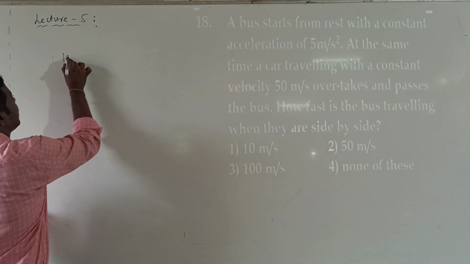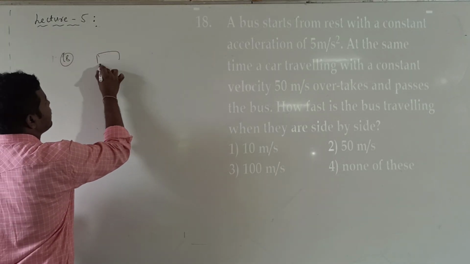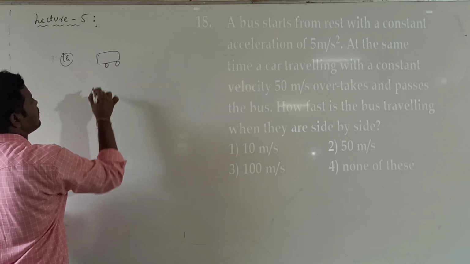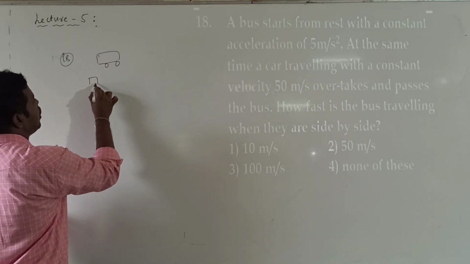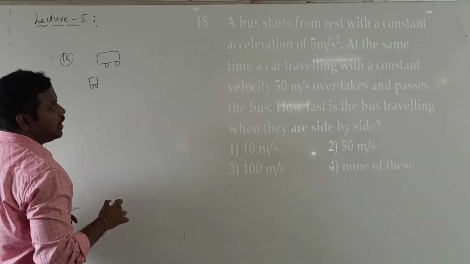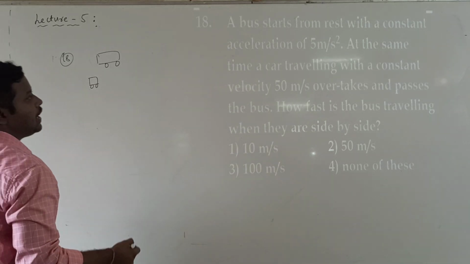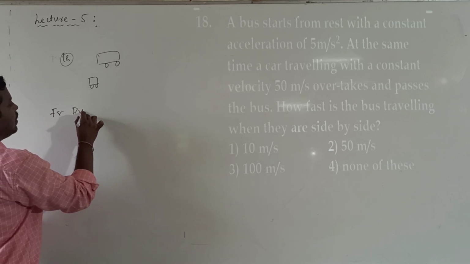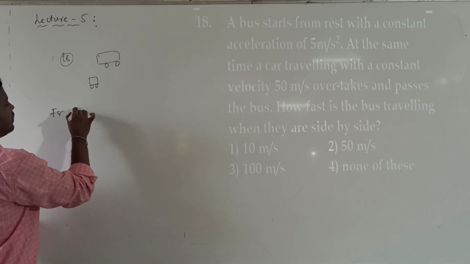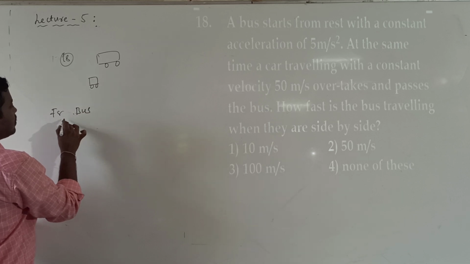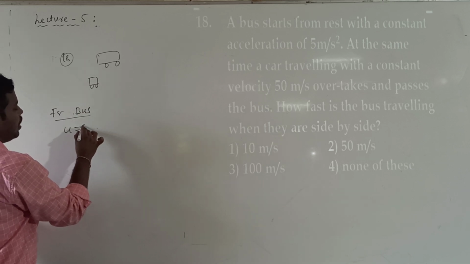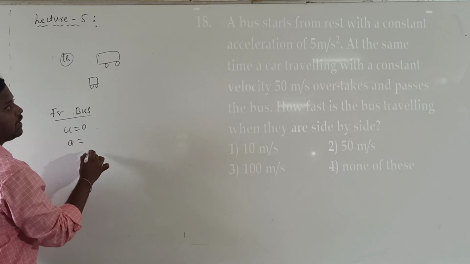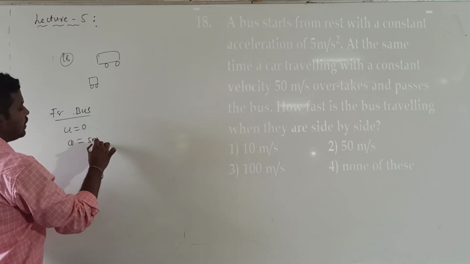Initially in this question, what is given? First, they have given one bus. The bus starts from rest. This bus is followed by one car. So the bus starts from rest and moves with uniform acceleration. For the bus, what is the initial velocity? The u value is equal to 0. What is the uniform acceleration? 5 meters per second squared.